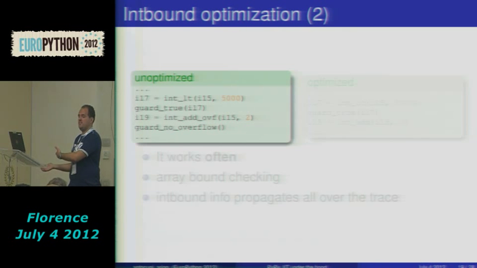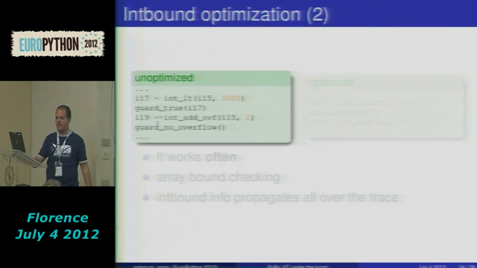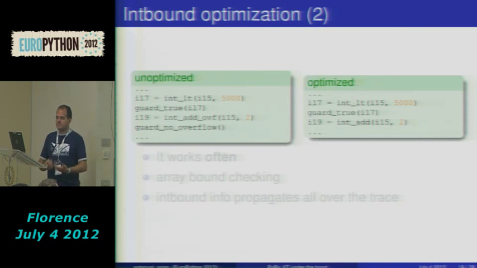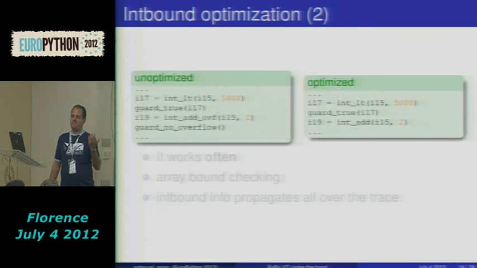So when the backend sees this operation, it needs to emit the assembler code for doing the addition and to check for overflow, which is a bit slower than just the addition, of course. And then there is a guard which checks that this operation didn't overflow. But the Intbound optimizer is smart enough that it sees that if we have i15, which is smaller than 5,000, and we have 2, well, we will never overflow this particular operation. So we can just remove the check. So int add ovf becomes int add, and we remove the guard. And this is essential to get very fast code for numerical examples.